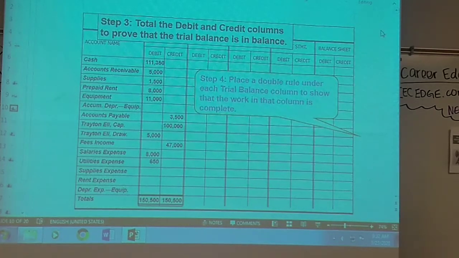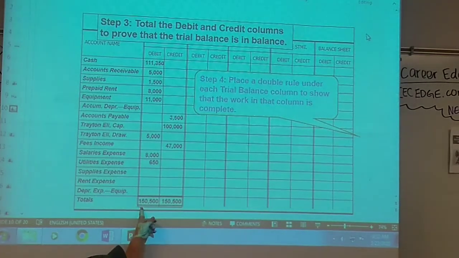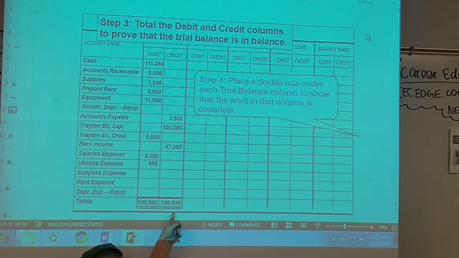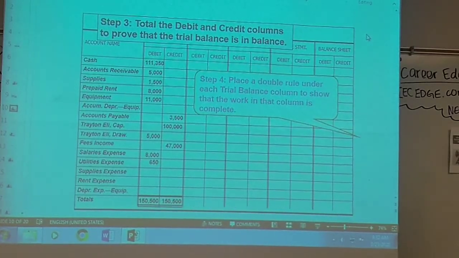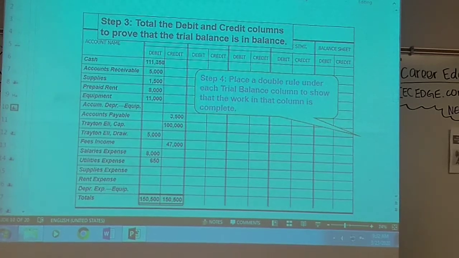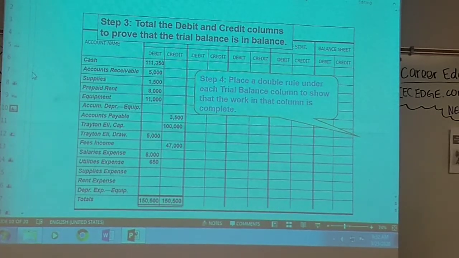Then you want to place a double line. This is blue, by the way, because I want you to highlight it. Right here, step 4. Place a double rule line under each trial balance column to show that the work in that column is complete. So there's a double line. Okay?